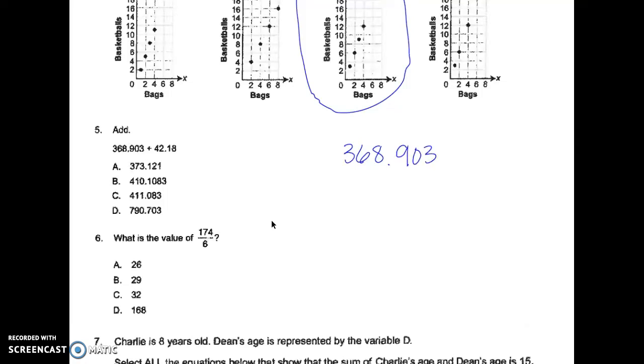368.903 plus 42.18. And I notice that once I have them written down, I have underneath my 3 nothing there. So I'm going to add a 0 just to keep my place value. Got my placeholder. And now I'm ready to start adding. And when I get to my decimal, what should I do with it? Drop it down into the answer.